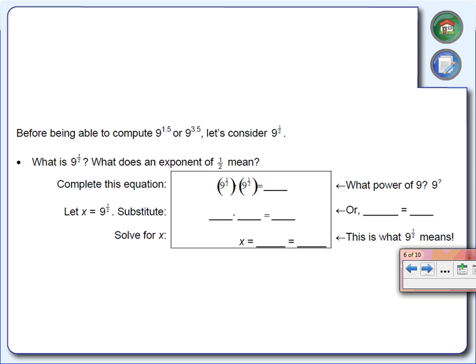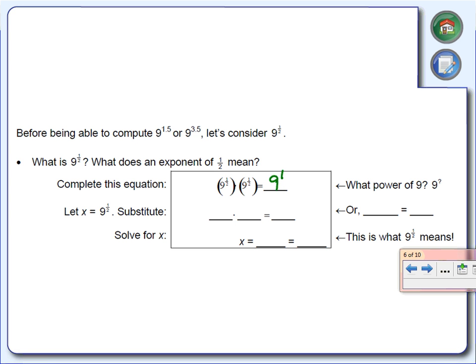All right, so here's what we're going to do. Before beginning to compute 9 to the 1.5 or 9 to the 3.5 power, we're going to consider 9 to the 1/2 power. In other words, what does that 1/2 exponent mean? Complete this equation: 9 to the 1/2 power times 9 to the 1/2 power would equal what? Well, we just talked about the rules a second ago. We're multiplying, so what are we supposed to do with the exponents? Add them. What do you get when you add 1/2 plus 1/2? 1. So 9 to the 1/2 times 9 to the 1/2 would equal 9 to the first power, or an exponent of 1.